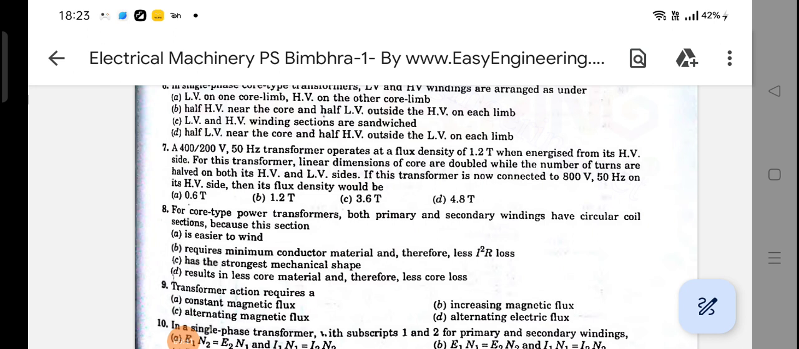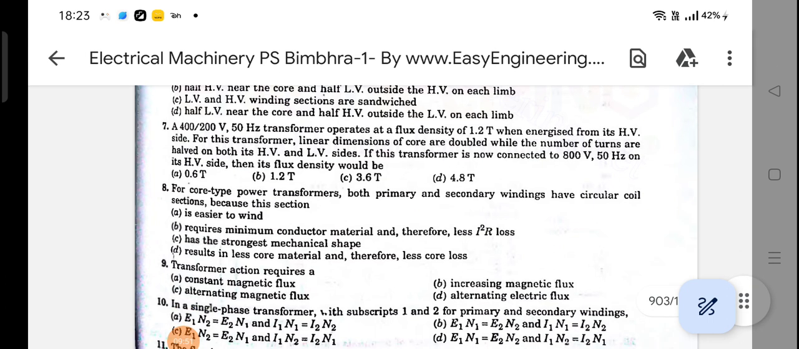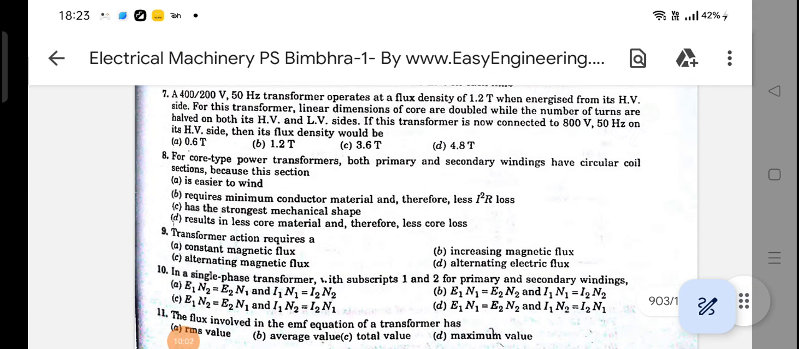Next, eighth question. For a core type power transformer, both primary and secondary windings have circular coil sections because this section has the strongest mechanical shape. Okay, that means the answer for the eighth one will be C. Next, transformer action requires an alternating magnetic flux, but the flux in the transformer core is the maximum flux, that is used in the EMF equation of a transformer. In this given option, the third option is correct, C.